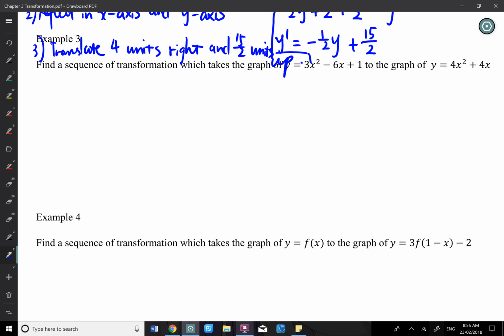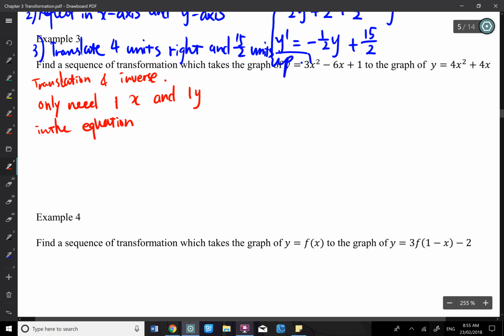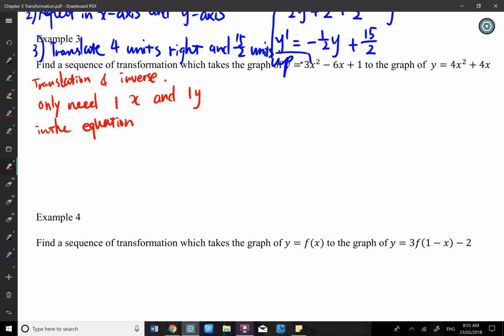There are many x in the function. Just to let you know, when you do transformation, it's not really always true, but it's a tip for doing questions: when you do translation and inverse, you only need one x and one y in the equation.